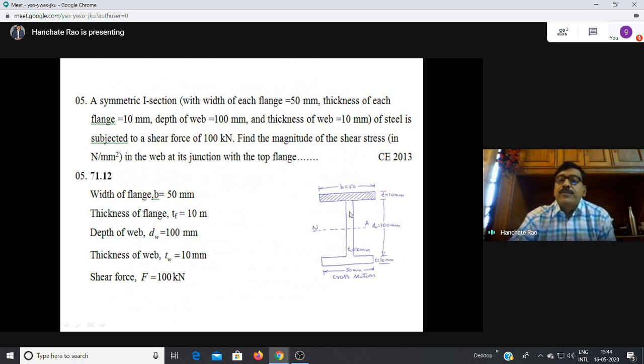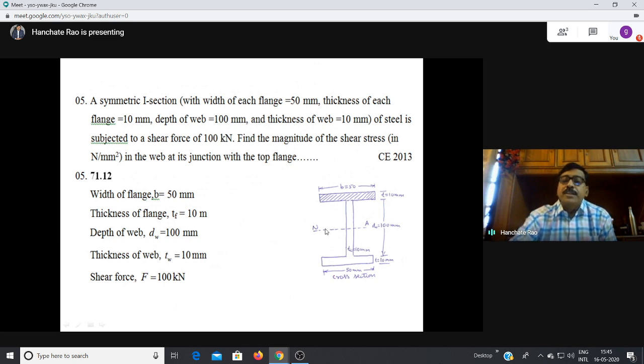So he wants us to find the shear stress at the junction of flange and web, in the web. The width of the flange is 50 mm. This is the top flange, this is the bottom flange, thickness is 10 mm, and the depth of the web is 100 mm. This is the vertical web, 100 mm depth, and the thickness of the web is 10 mm.